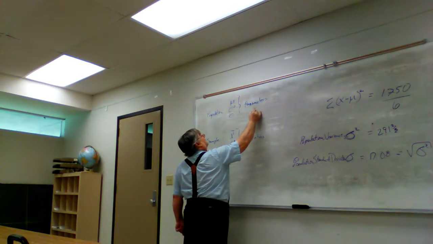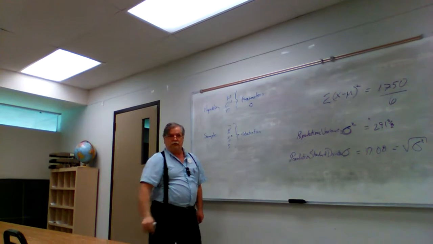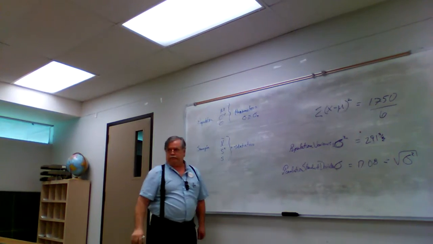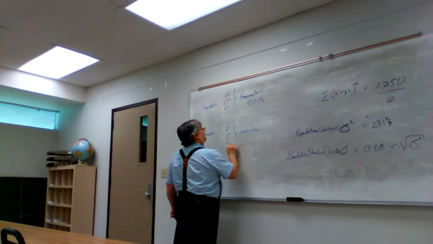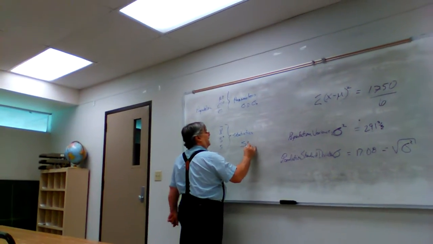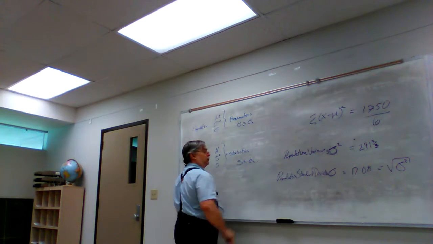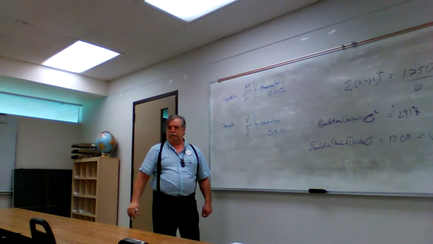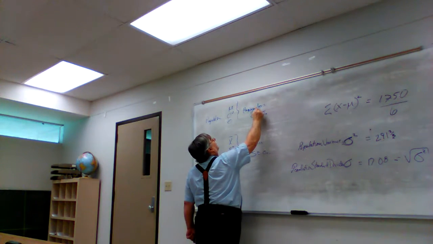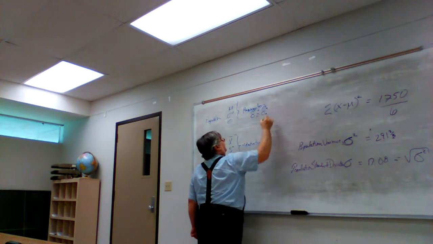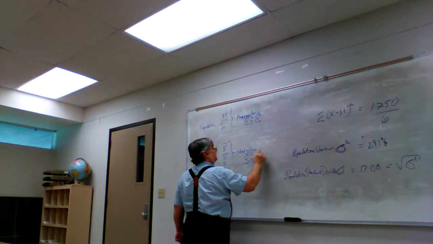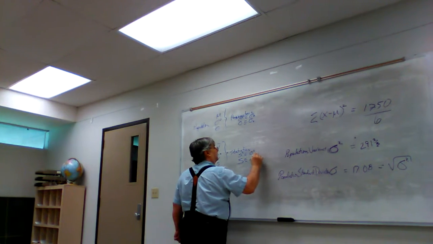Sometimes you're going to find the population standard deviation written as sigma sub n. And you'll find the sample standard deviation written as sigma sub n minus 1. Similarly, you will find sigma squared written as sigma squared sub n, and s squared written as sigma squared sub n minus 1.